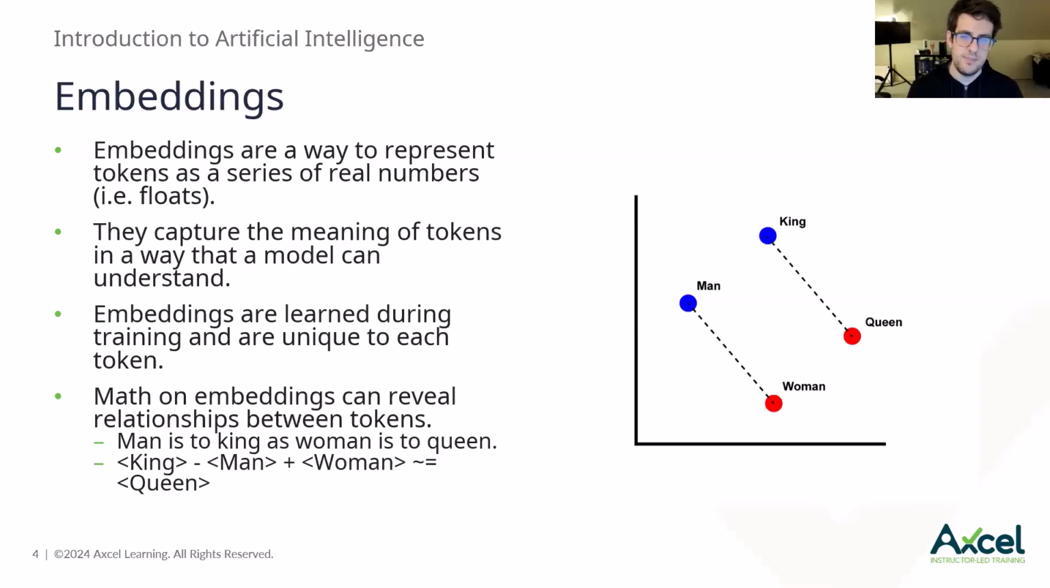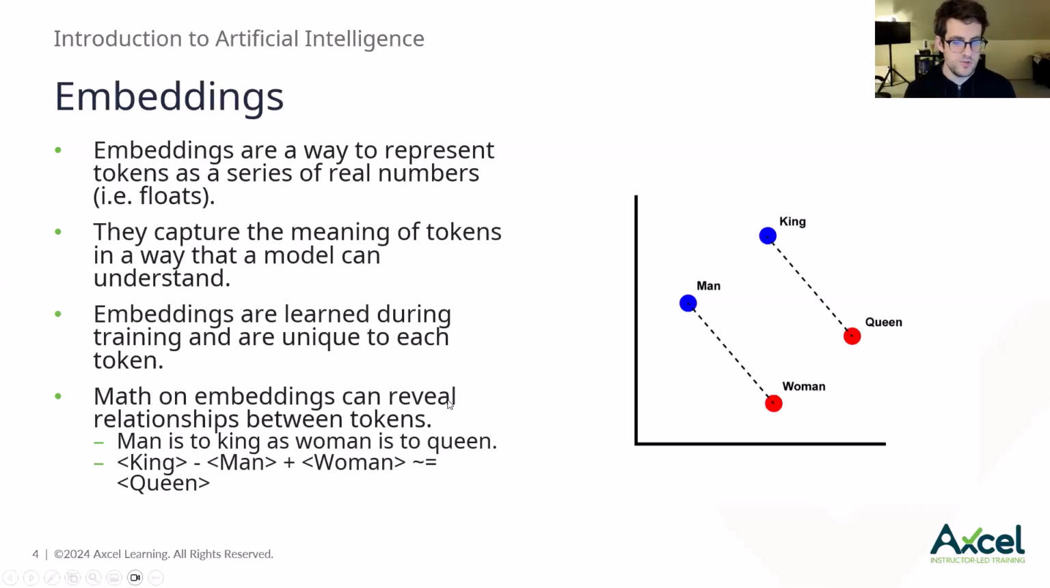Now, a classic example of token math is this relationship right here. We have king and queen and man and woman. Now, there's only two dimensions in this, and usually the embedding dimensions are in the hundreds or larger. And so we see king is to queen as man is to woman. Or if we were to do some math, we could say king minus man plus woman would get us to queen.